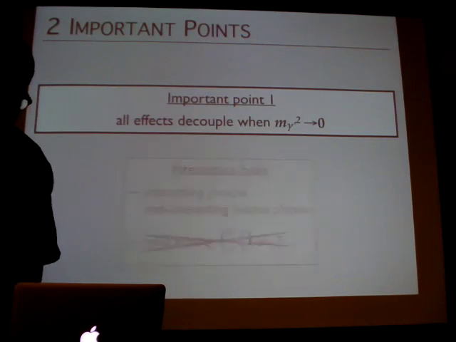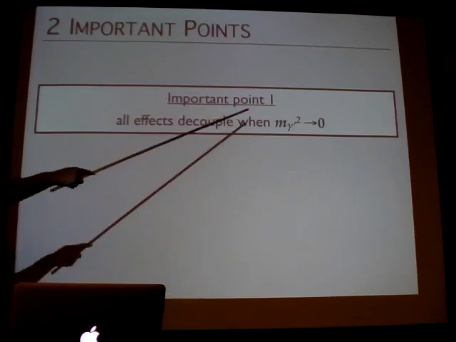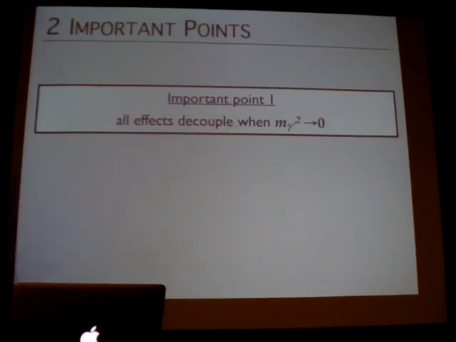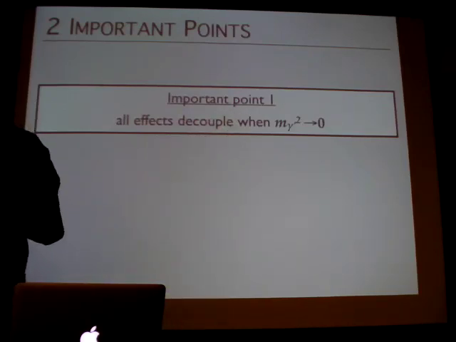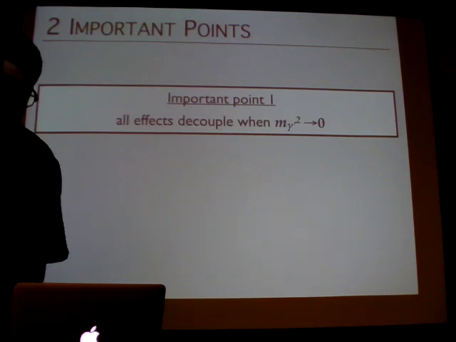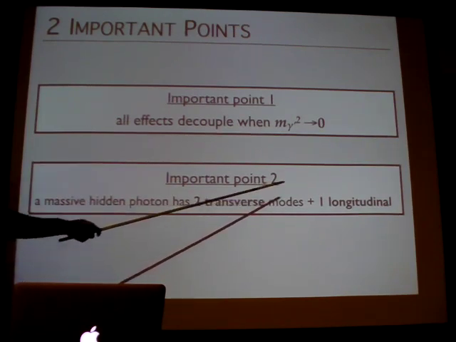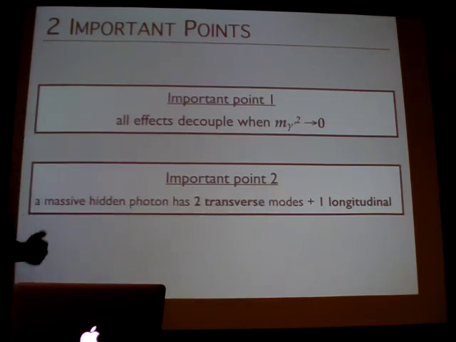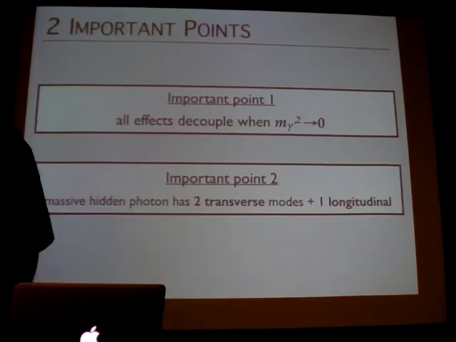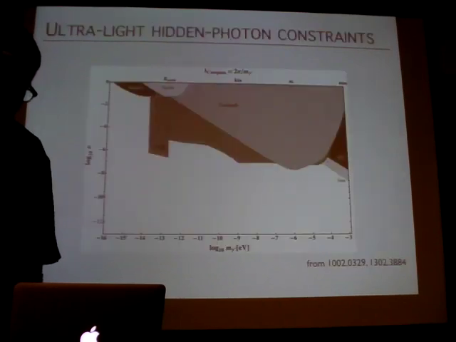All right. Good. So that's the main point. We've now seen that all these effects have to disappear when the mass goes away, and now we're asking to what power that is going to affect our experimental reach. The second important point is what I already mentioned, which is that a massive hidden photon has two transverse modes and one longitudinal mode, right? And we will show that the longitudinal mode has very interesting phenomenological effects on this theory.